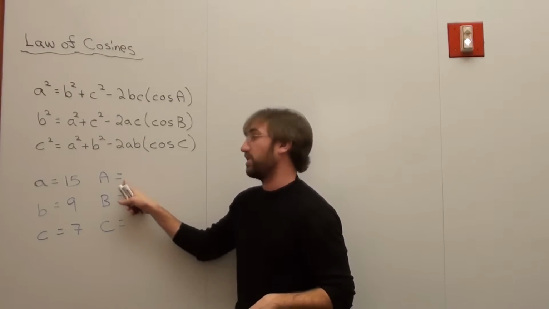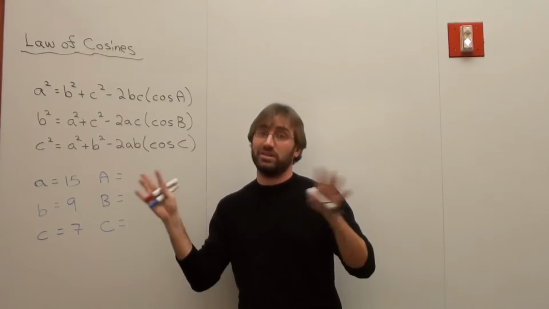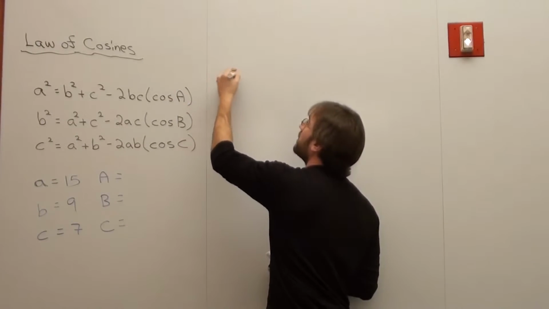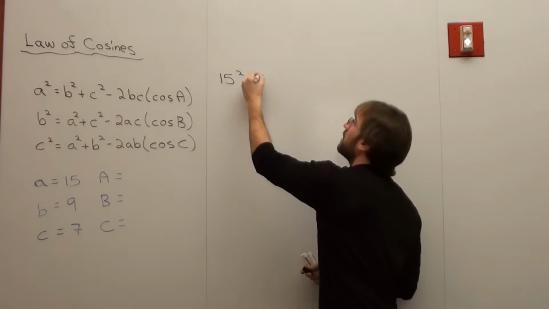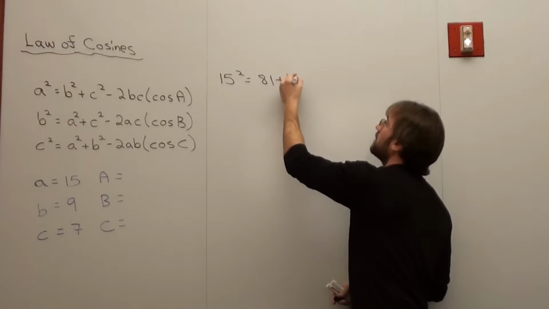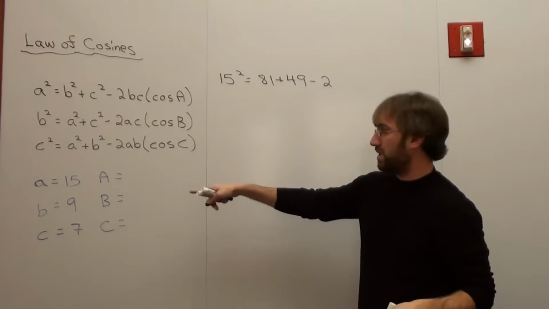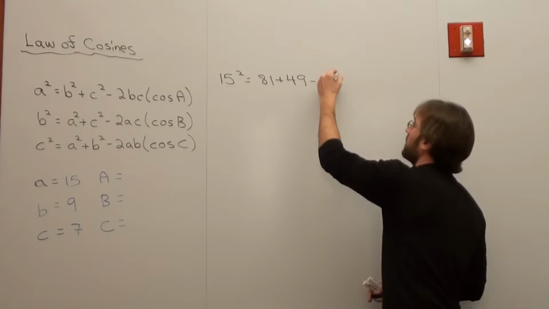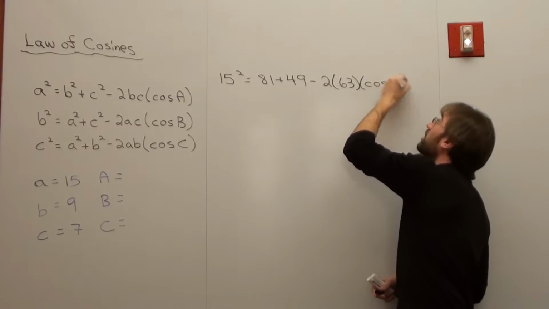So actually I've got to solve for A. That's a given. When I'm given all three sides, I've got to solve for A. So I'm going to use this formula. Enough said about that. So I do that. I'm going to use A squared, which is 15 squared, equals B squared, which is 81, plus 7 squared, which is 49, minus 2 times my B and C. 9 times 7 is 63, so 2 times, well, I'll just do 63 for now, times the cosine of A, which I don't happen to know.